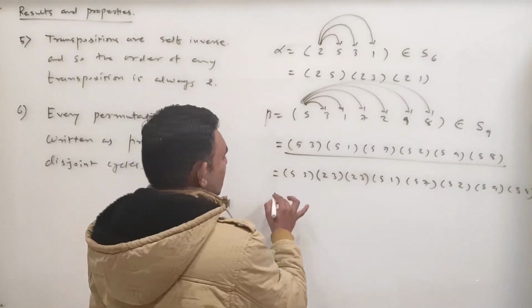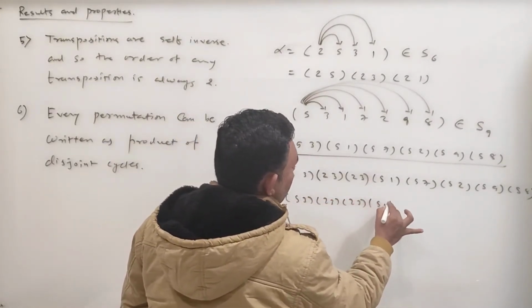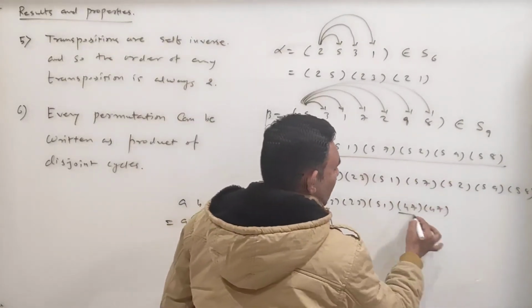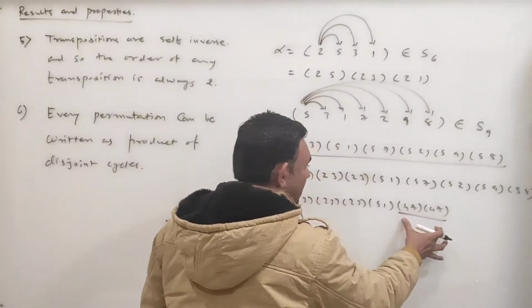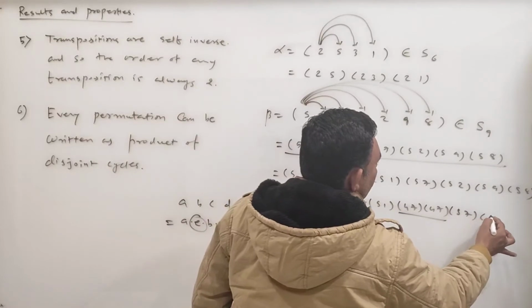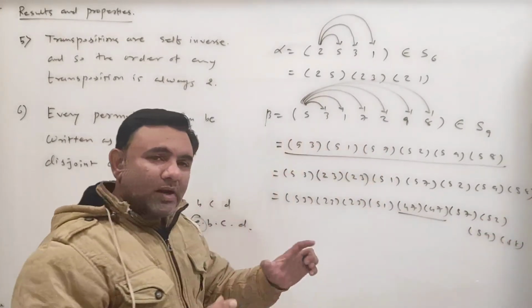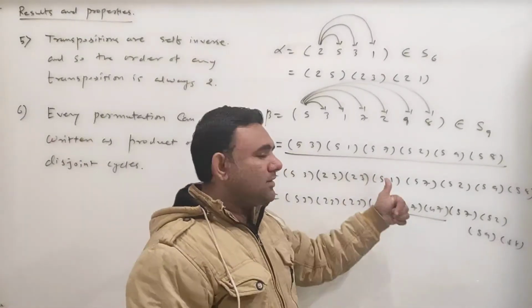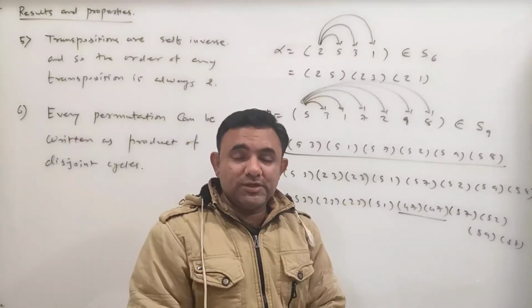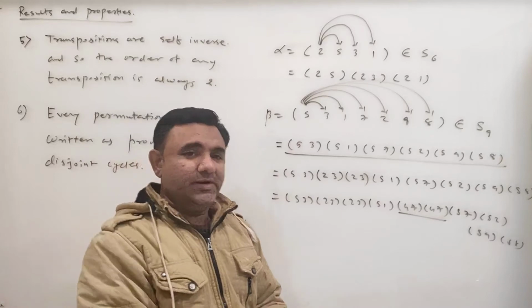Then let me insert (3 2)(3 2)(3 1), then here (4 7)(4 7) two times. (4 7) is not here, but I have written (4 7)(4 7), but the meaning of (4 7)(4 7) is identity. Then (7)(2 5)(9)(5 8). So wherever I want, I will insert two transpositions of the same transposition. The meaning of two same transpositions is identity, so I can insert it.